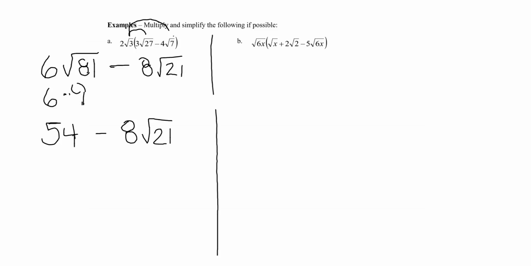Okay, for B, again, we're going to do the same thing. We are going to distribute and then simplify if possible. So, just so you know, remember, if you don't see a coefficient outside that radical, it's always, I call it the imaginary one or invisible one. There's a 1 there. So if you need it, it helps you to write it in. So here we have the square root of 6x times the square root of x, which is going to give me the square root of 6x squared.